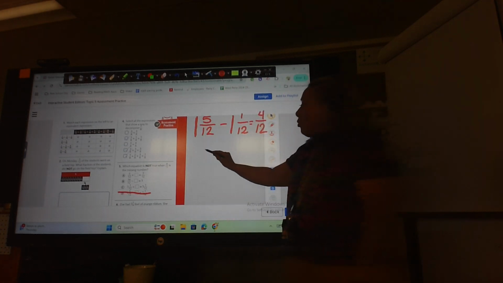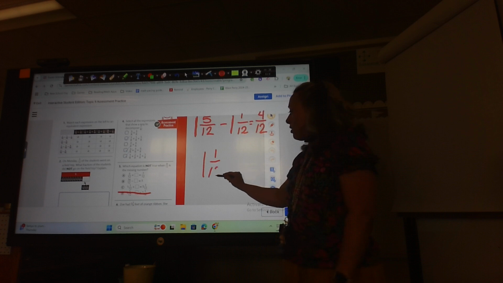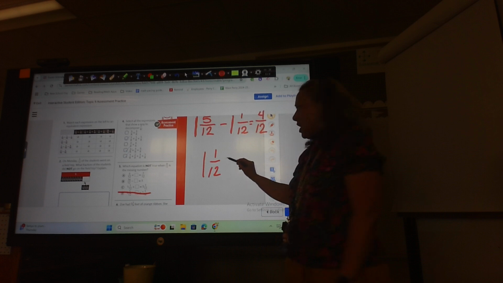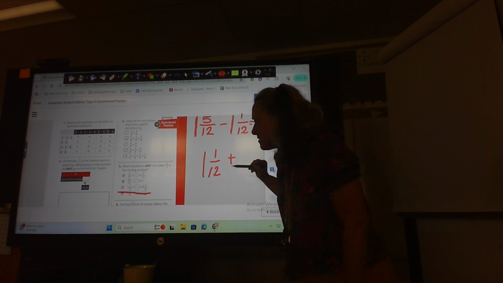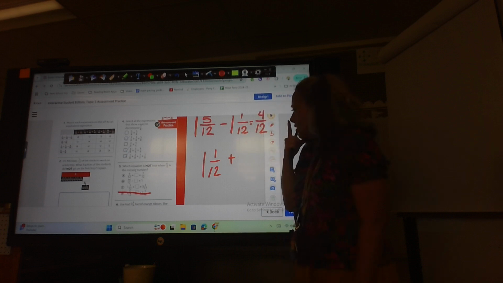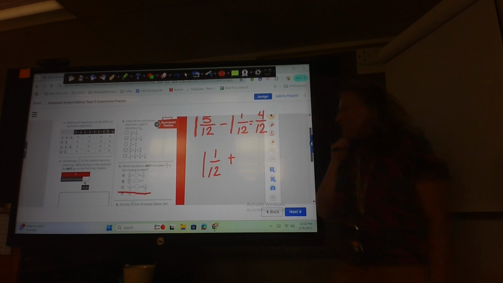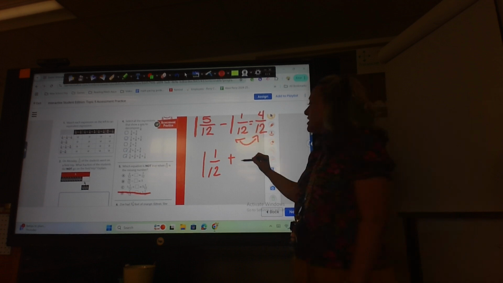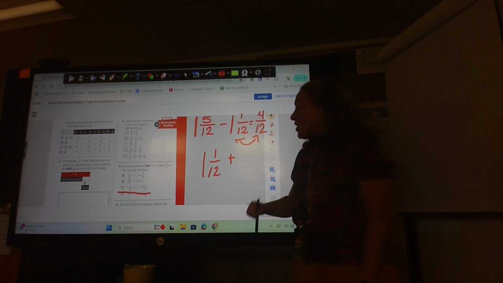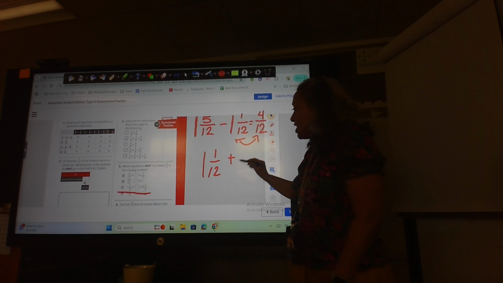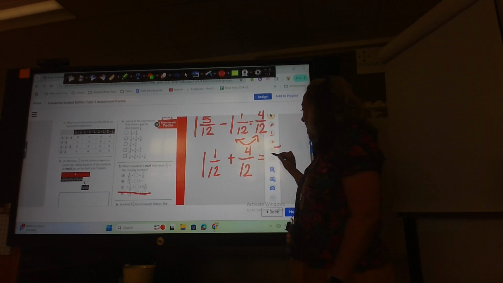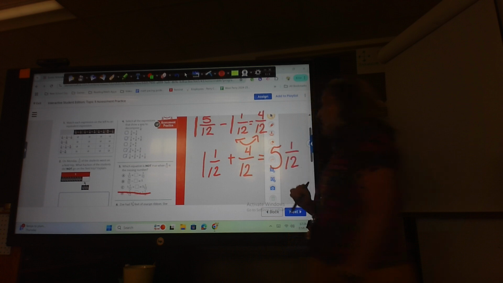All right. What about 1 and 1/12 plus... Y'all, nobody was even going to stop me. It actually works though because it's the inverse. I'm so sorry. I plugged in the wrong thing. 1 and 1/12 plus 4/12. Does it equal 5 and 1/12? That's what we're figuring out.